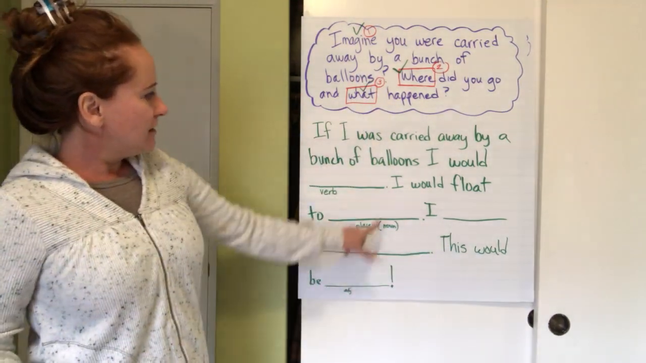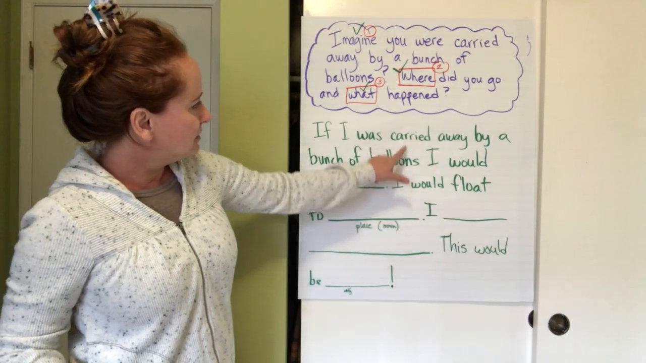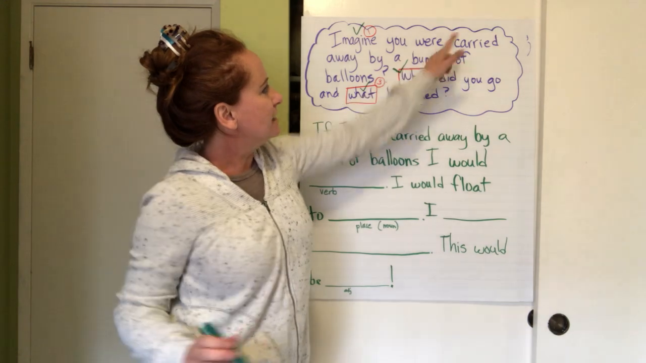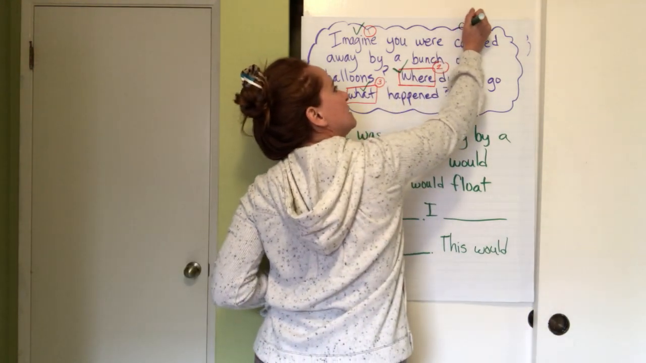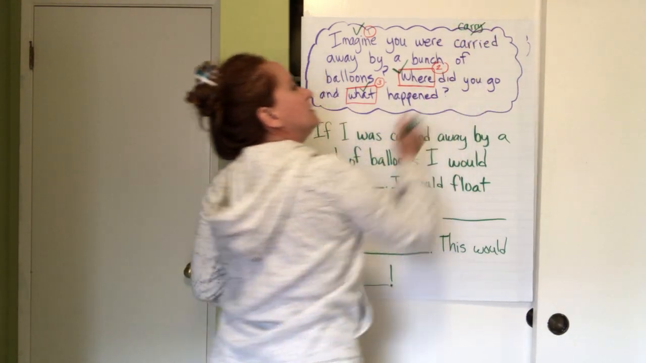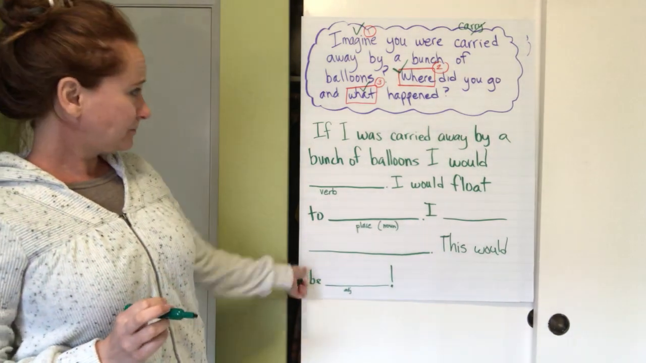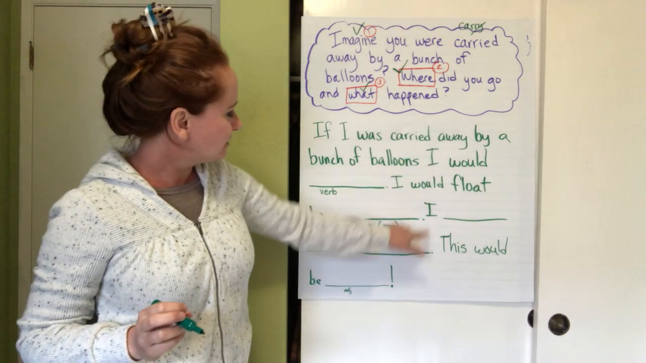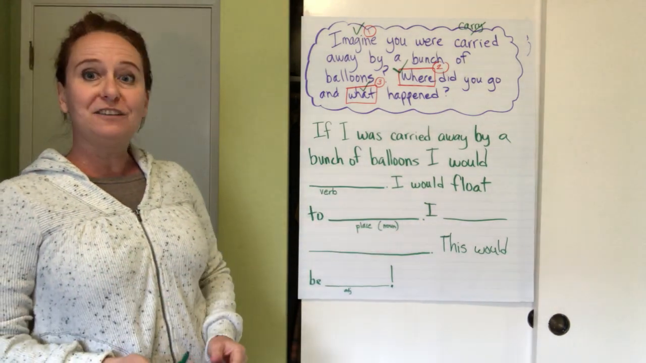My conclusion, double checking periods, capitals, spelling, carried, that's one of these. Change the Y to an I. So I know that one's correct, balloons is correct, I's are capital. All right, I can't wait to read what you've written.